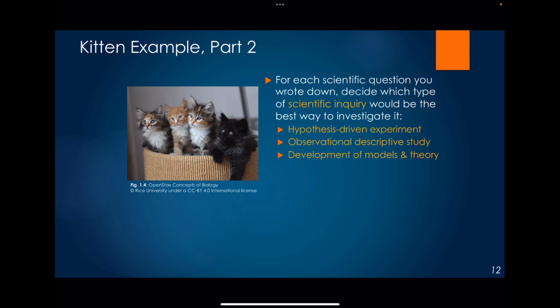So if we take a look at this same picture, and again, pause it if you need to, it says for each scientific question you wrote down, decide which type of scientific inquiry that would be and the best way to investigate it. So you're going to have to go back to your list of questions and see which one of these would fall under that category. You can pause the video whenever you're ready, just play it again, and then I'll show you a couple of examples.